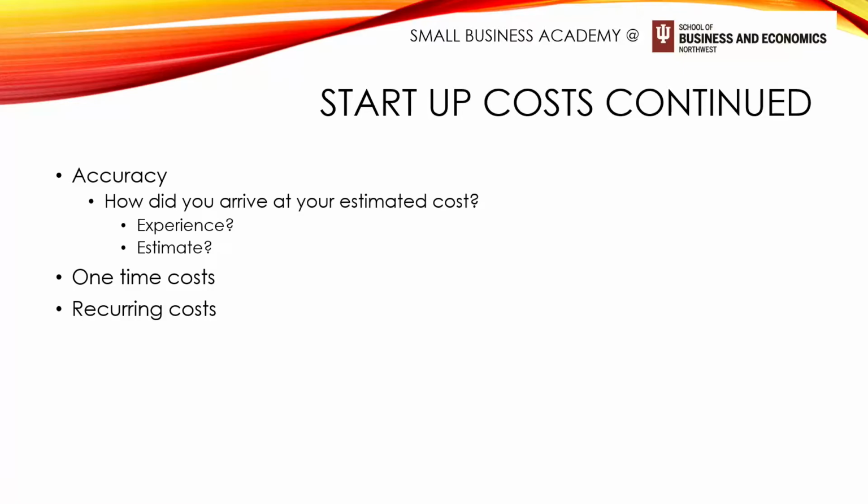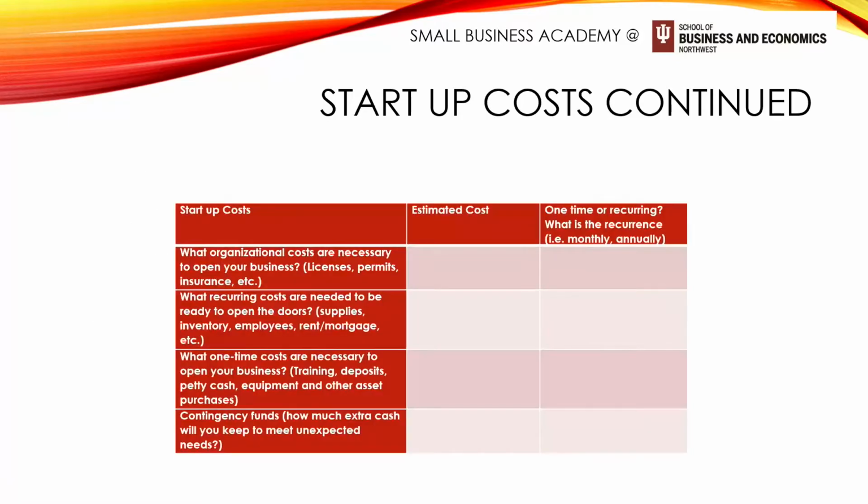All costs in the business plan are going to be estimates, but showing how you arrived at each will not only demonstrate that you have done your research, but give a baseline for your needs. You may consider organizing your costs something like this. Here you see the type of organizational cost, the estimate, and whether or not it is one-time or reoccurring. If it is reoccurring, what is the reoccurrence?